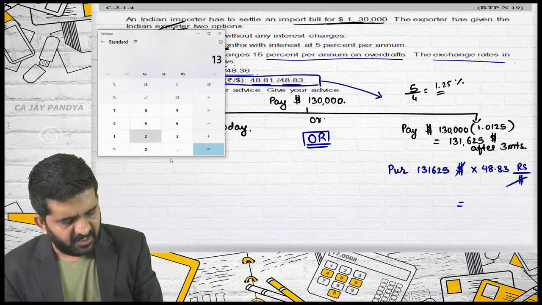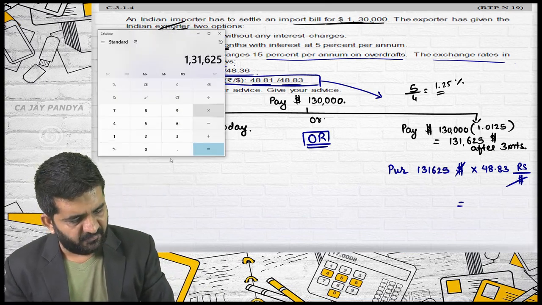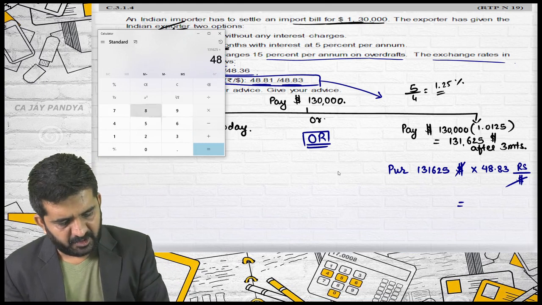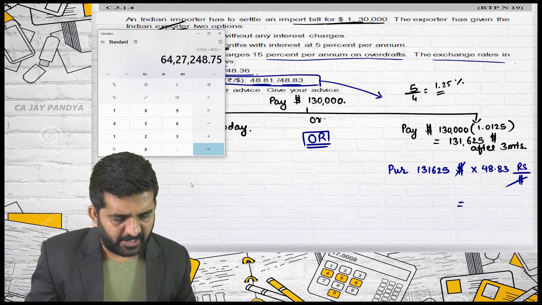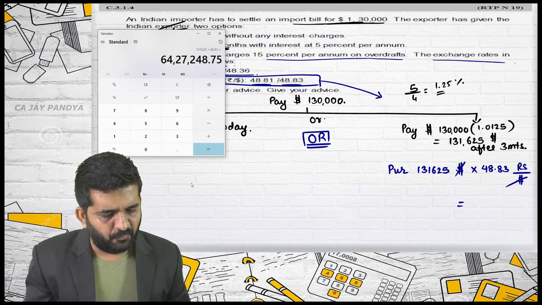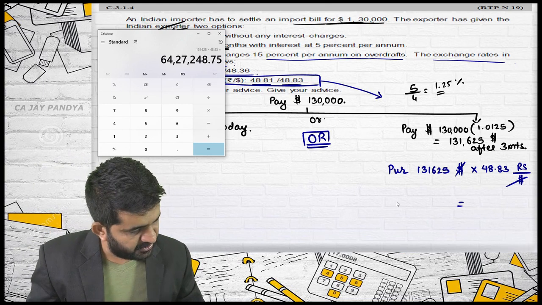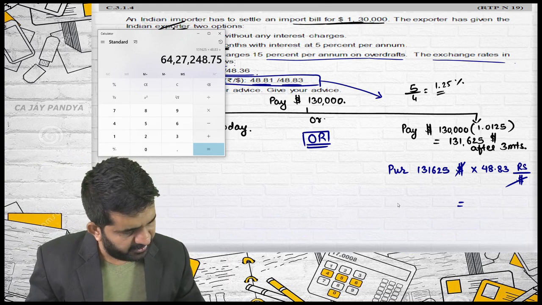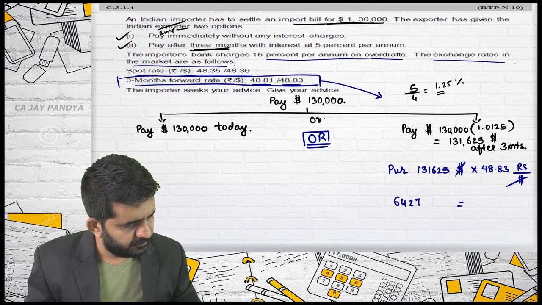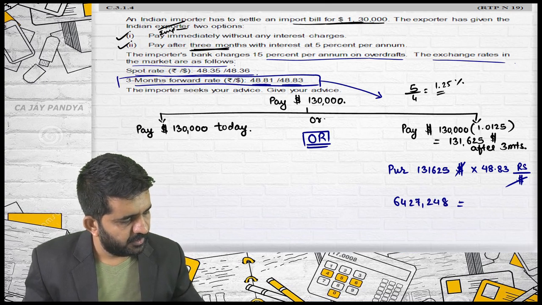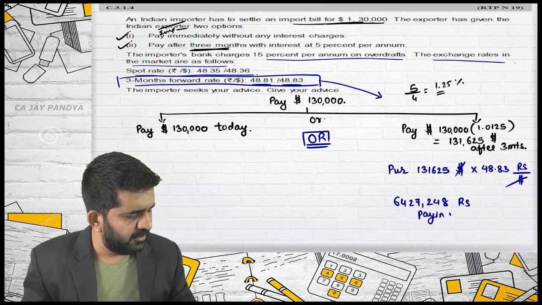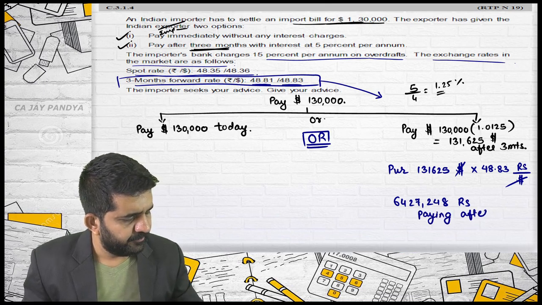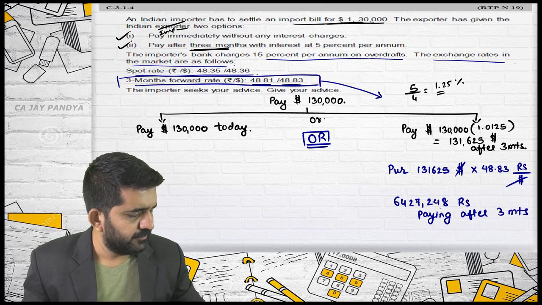This is 1,31,625 multiplied by 48.83. It is 64,27,248. And the answer will be the rupees you will be paying after 3 months.